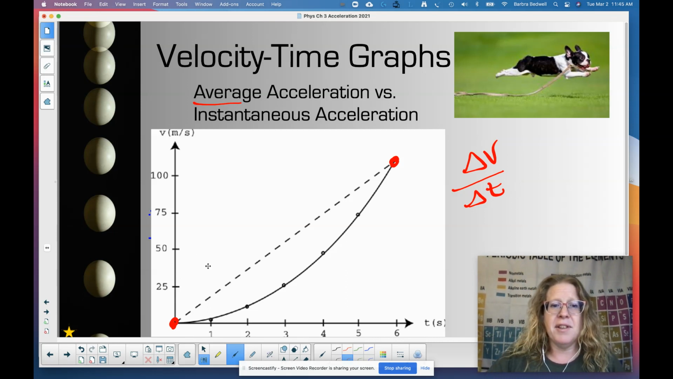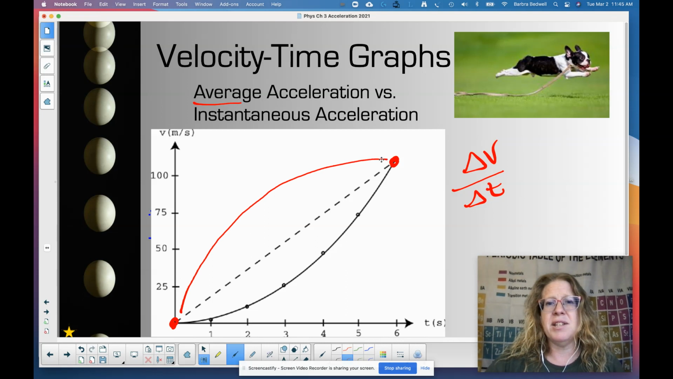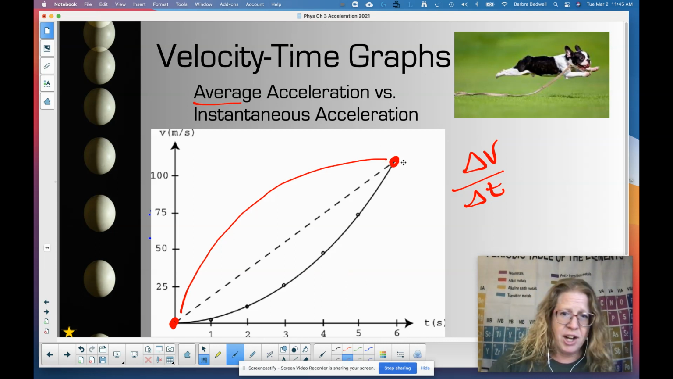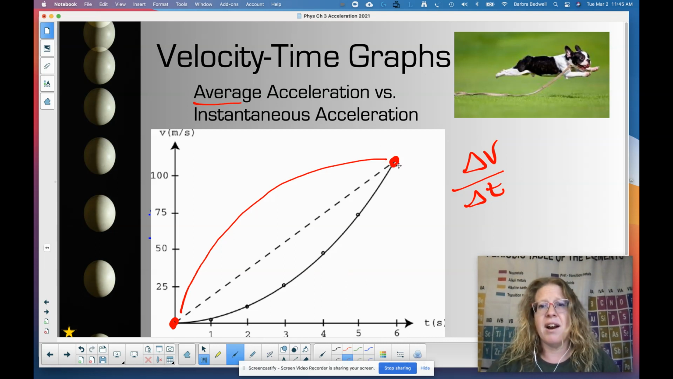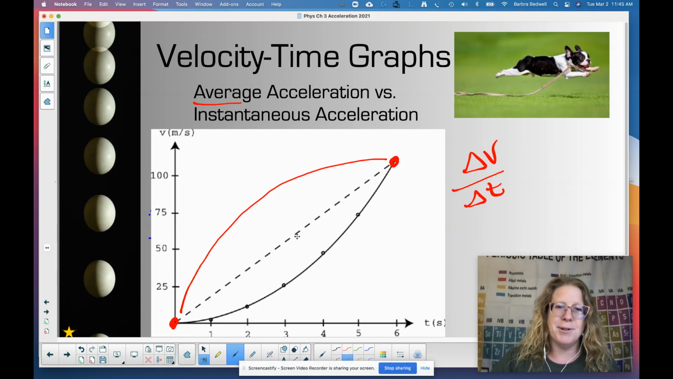Okay, it could have gone this way, it could have gone this way, it could have gone any of these different paths. If it started at 0 and it ended at 100 and it took 6 seconds to get there, the average acceleration is the same. So that's one of the major things that we do, is that we sort of make it linear. We deal with it via average because the average acceleration is always start to finish over time. It's always a straight line hypotenuse.